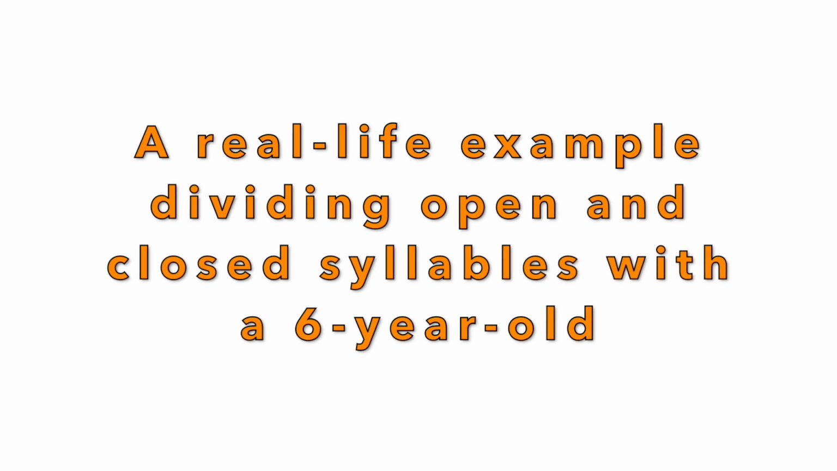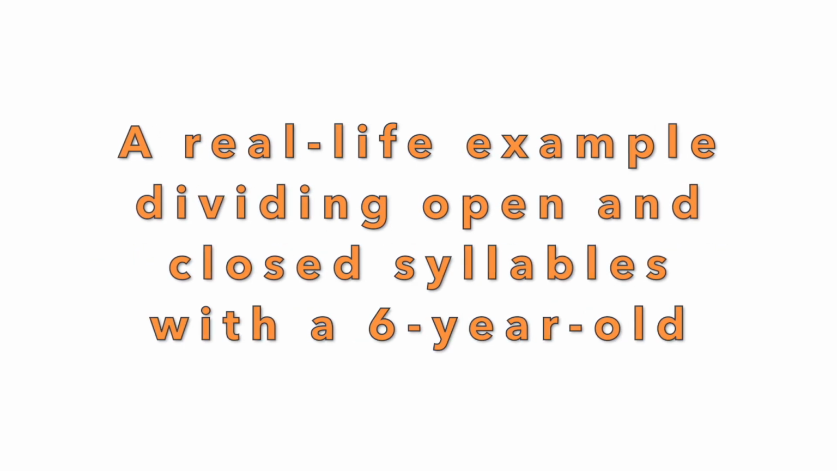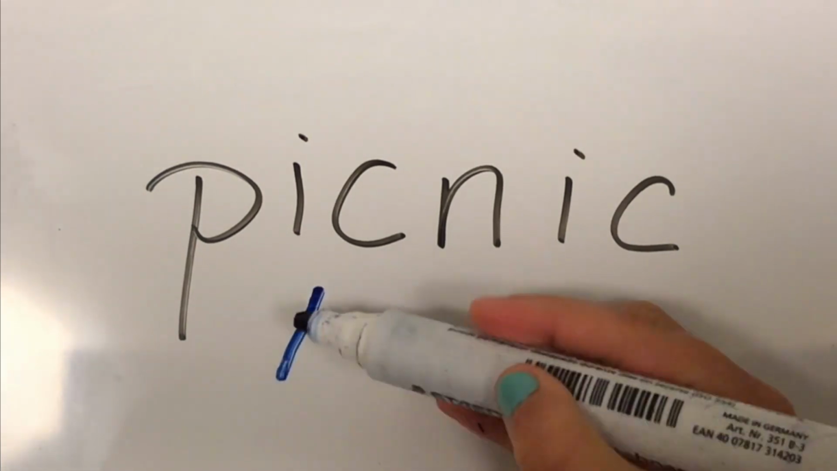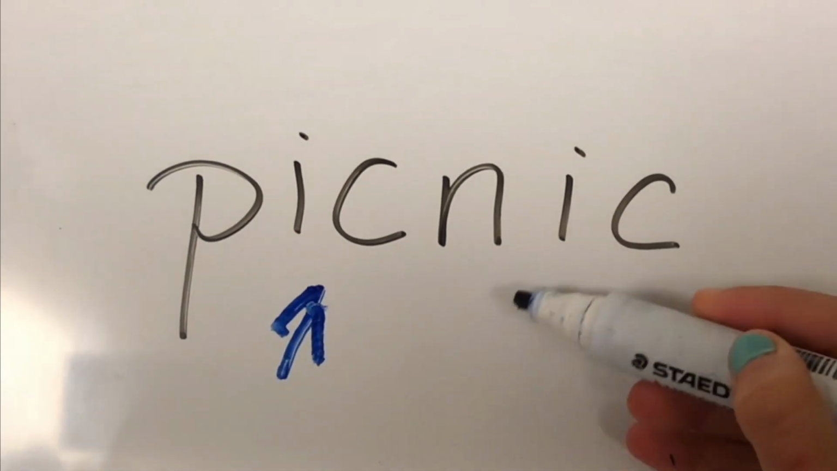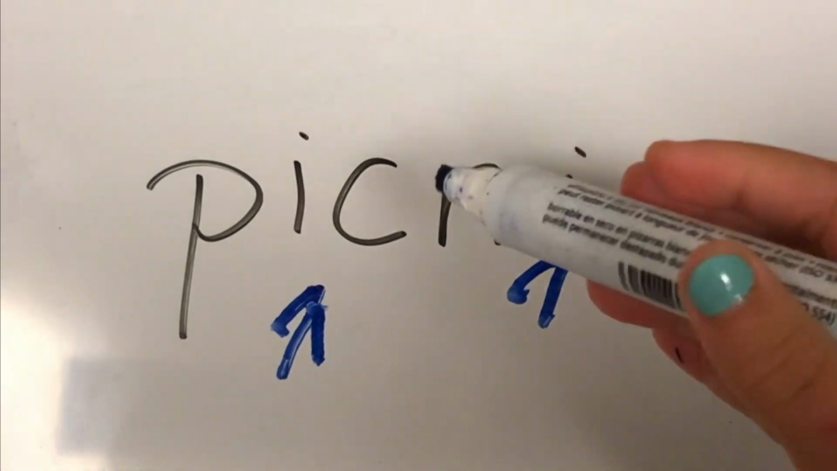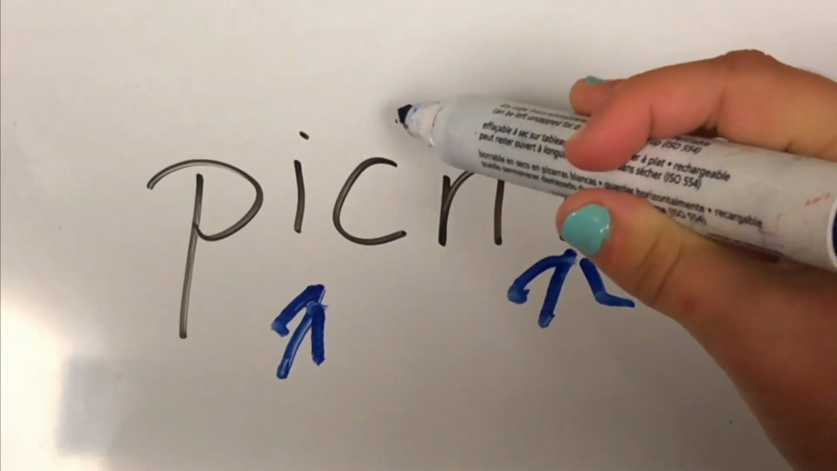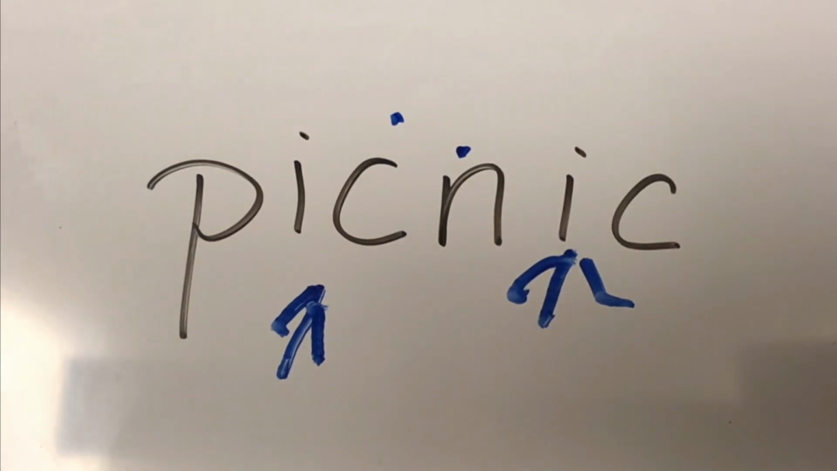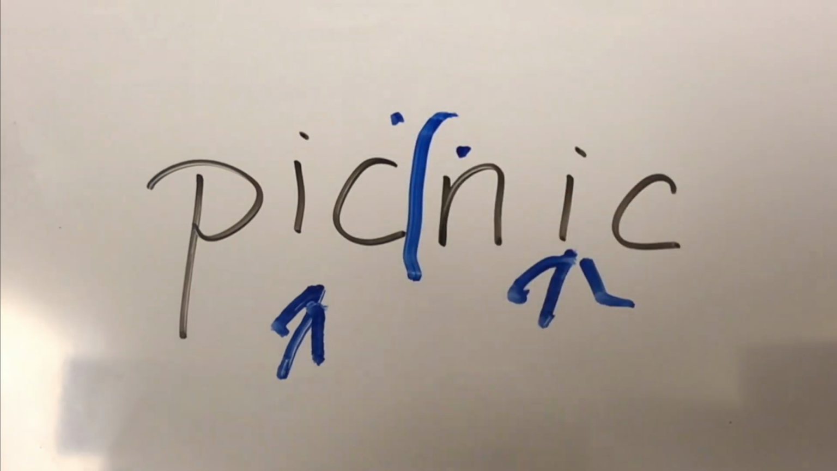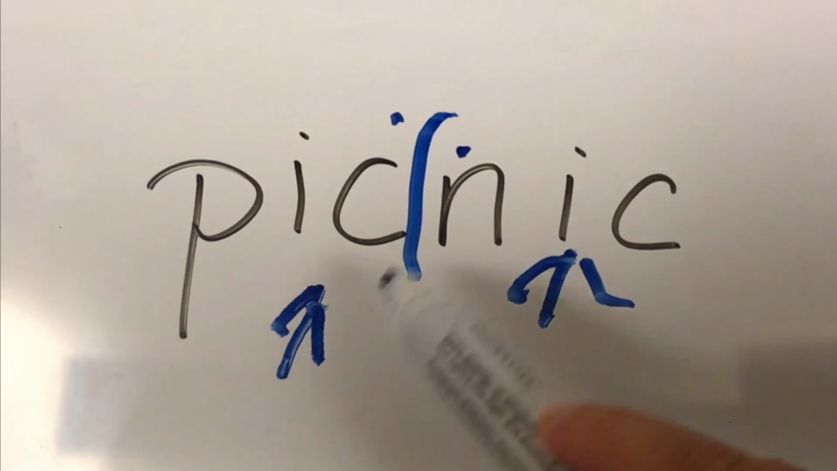A real-life example dividing open and closed syllables with a 6-year-old. Okay, so we've already been through this exercise together, so what are we going to do first? Yes, we count the vowels. 2 eyes. That's good. And what is the next step? We count the consonants in between them. Okay, how many are there? 2. So how do we divide these? In between the consonants, okay. Because those don't go together.